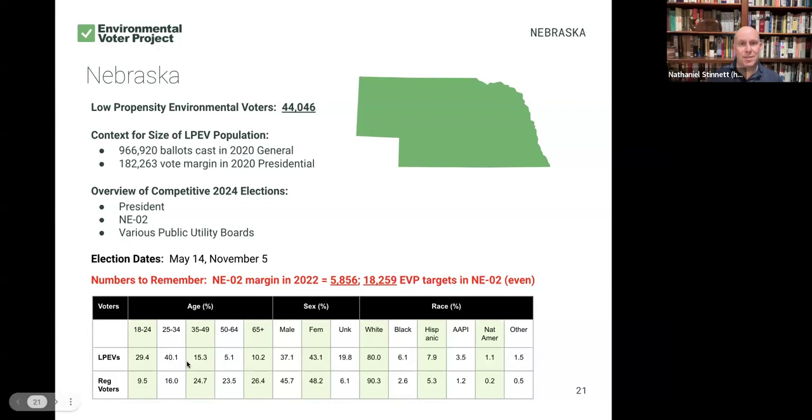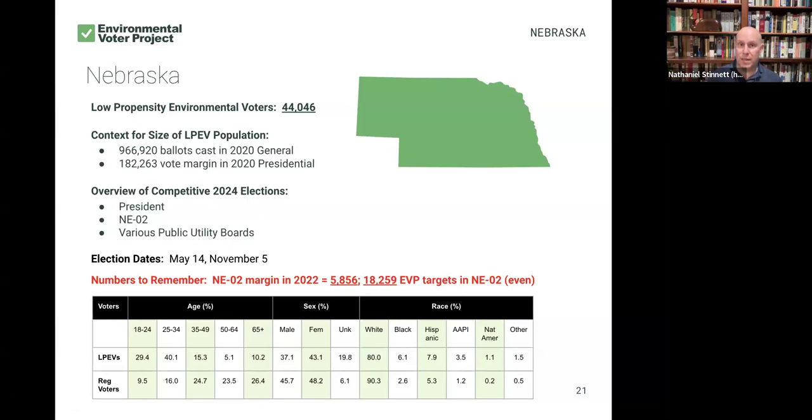But it's not as simple as the older you get, the less likely you are to care deeply about climate. Because look, it bumps up again among voters who are 65 and older. And that's not an anomaly. That's something that we see in every single one of our states. And to be clear, that has nothing to do with vote propensity. We're not seeing that bump because there are a whole bunch of older people who don't vote. No, we're seeing that bump because there are a whole bunch of older people who care deeply about climate and the environment. And we're seeing that in all of our states.